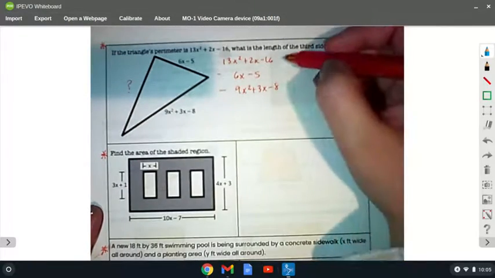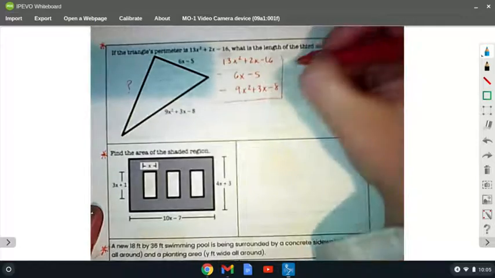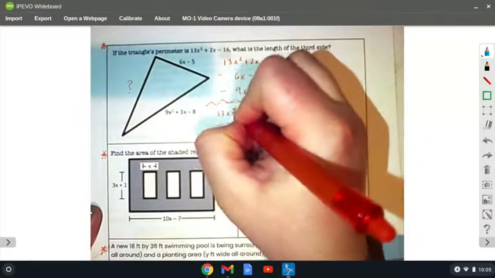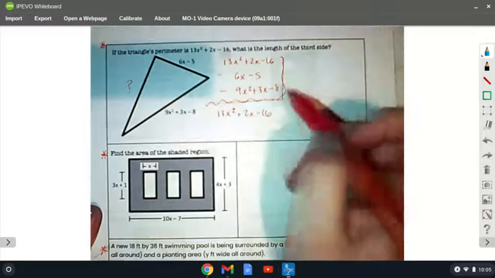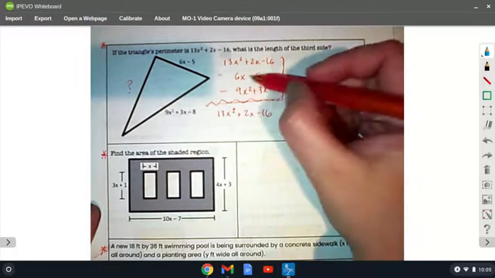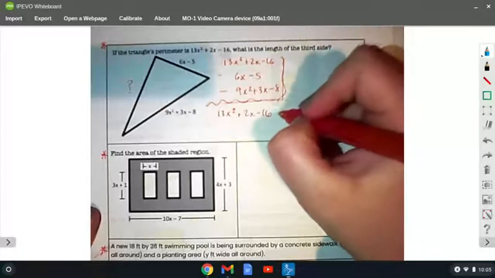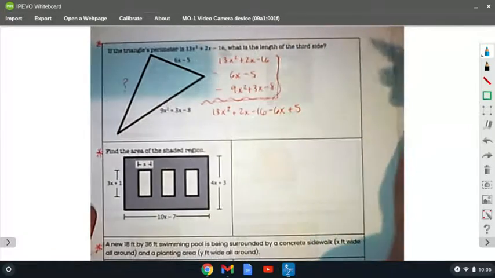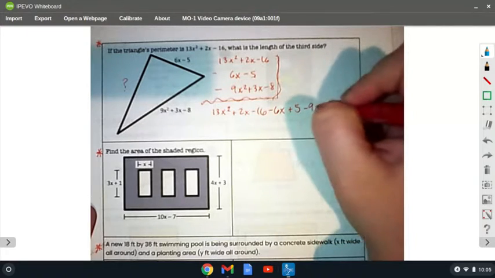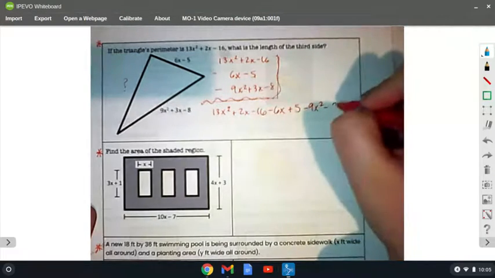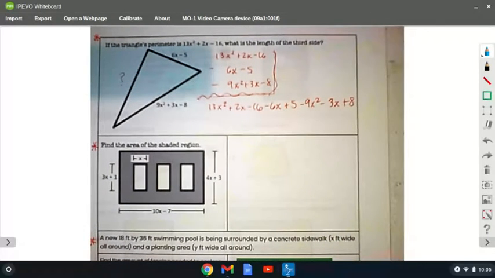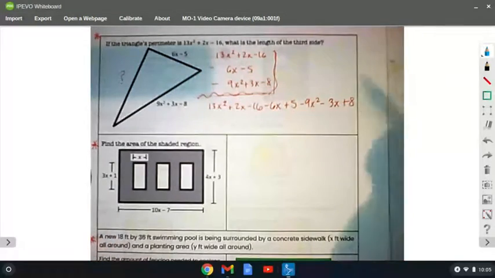Now remember, when we subtract, I'm going to keep this here. When we subtract, we leave the first one the same, and then the 2 things we're subtracting, we change the sign. So I'm going to change this positive 6x to a negative 6x, negative 5 to a positive 5, positive 9x squared to a negative 9x squared, positive 3x to a negative 3x, and negative 8 to a positive 8. Now I have this long polynomial that I can combine like terms.